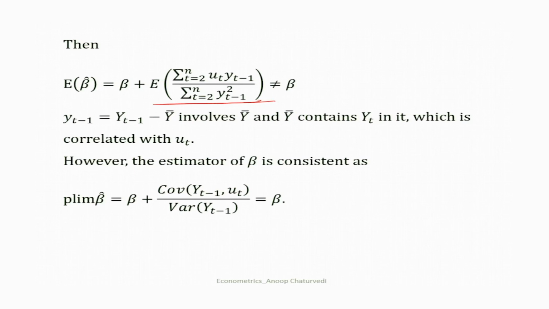But the estimator is consistent, although it is biased, because if you take the probability limit of beta hat, then it is equal to beta plus, in the numerator you get the covariance between y t minus 1 and u t divided by variance of y t minus 1, and this covariance is equal to 0. Y t minus 1 is uncorrelated with u t. So, beta hat is a consistent estimator of beta.